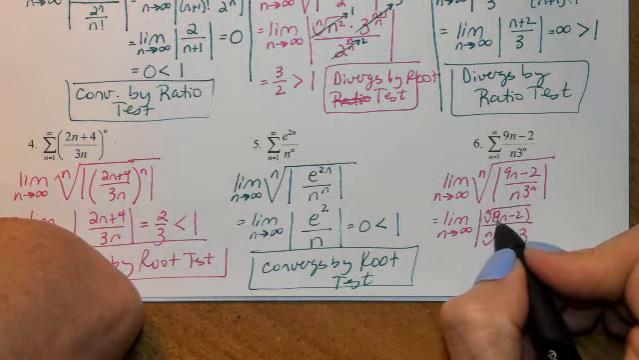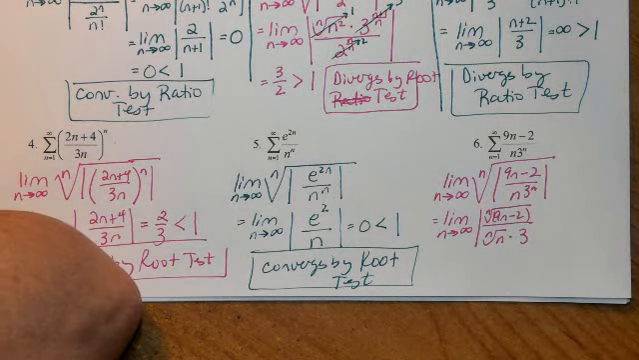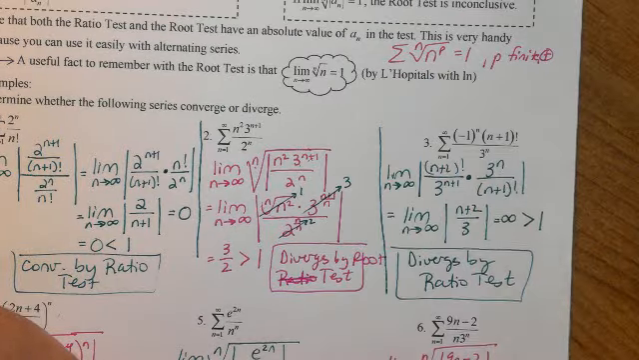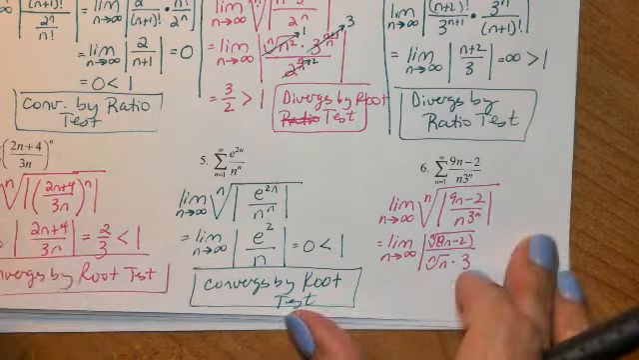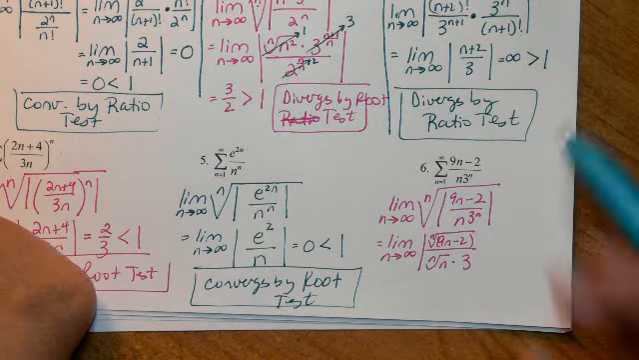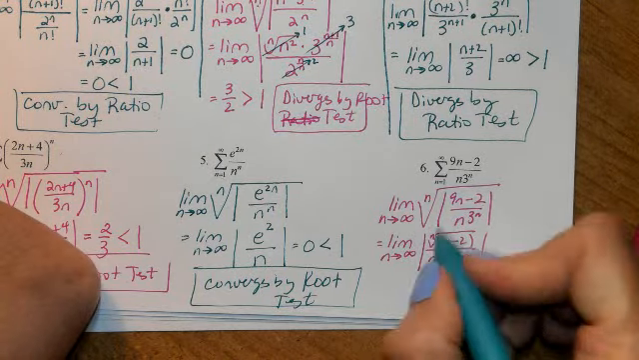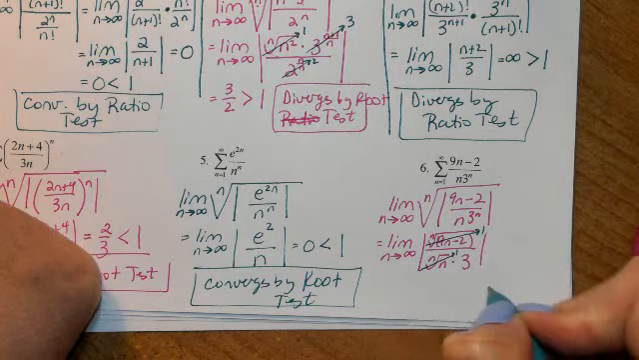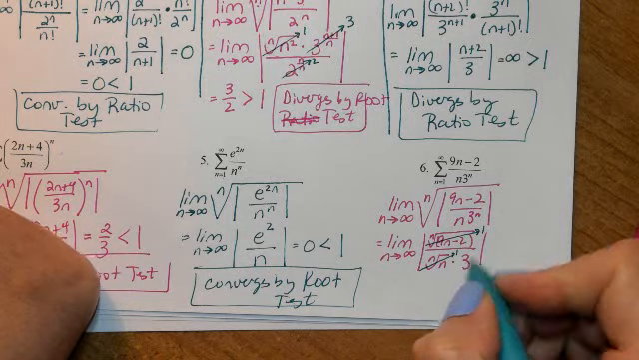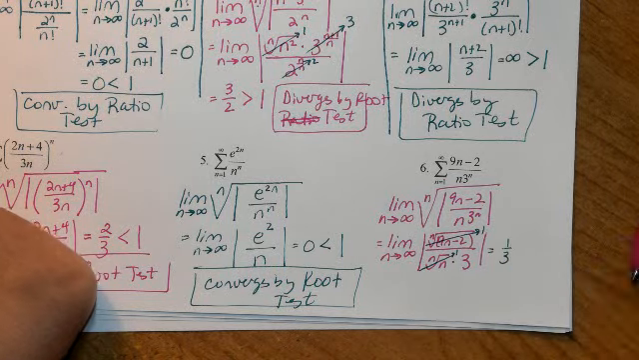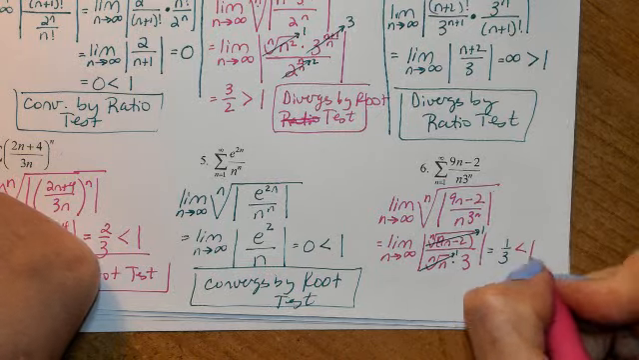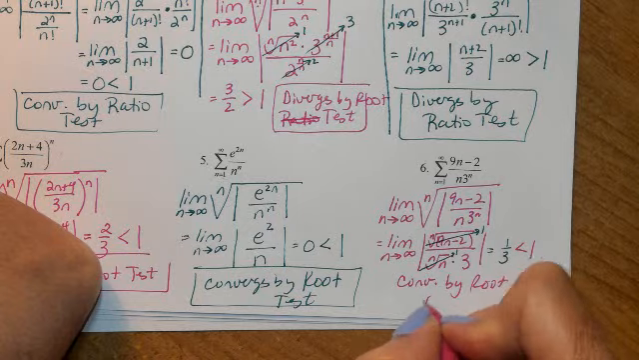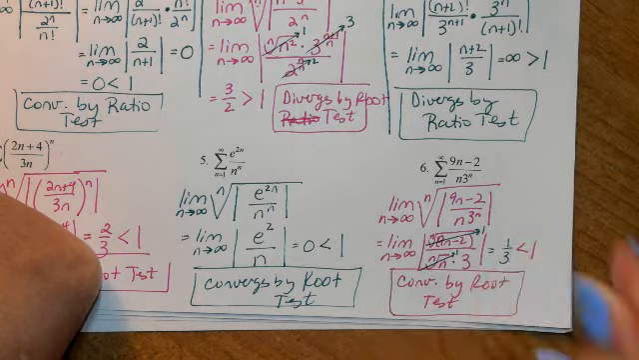Well, remember that the nth root of a polynomial goes to 1, right? So this nth root here goes to 1. Let me close my absolute values. This nth root here goes to 1. This nth root also goes to 1. And 3 is 3. So this is 1/3, which is less than 1. So this also converges by root test. Okay?